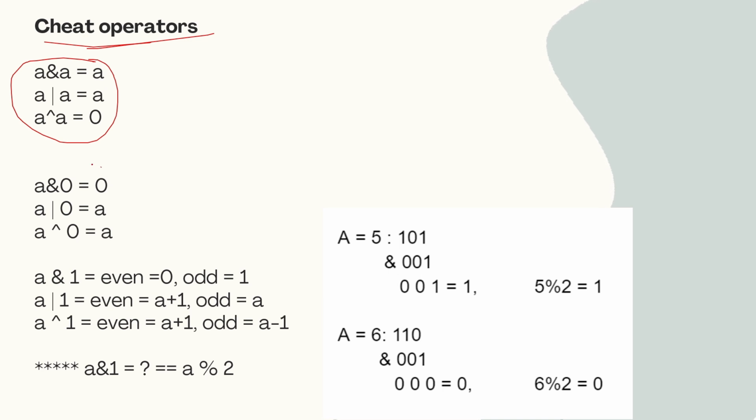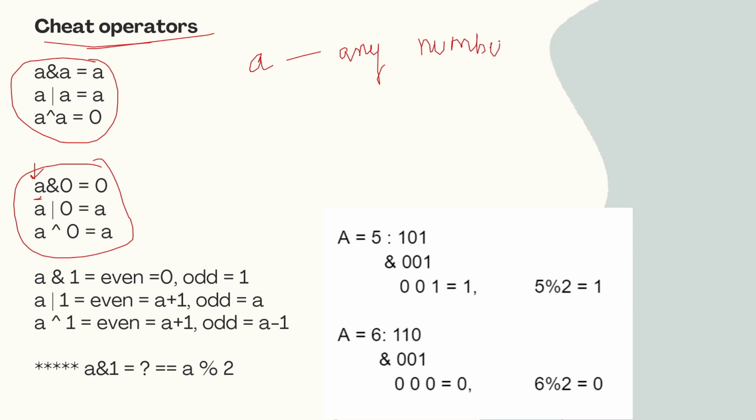Similarly, you can take this example. I'm not trying to explain this, but you can do it yourself. If you take any number, A is nothing but any number. Make sure that you try to do the bitwise operation, not on the number.